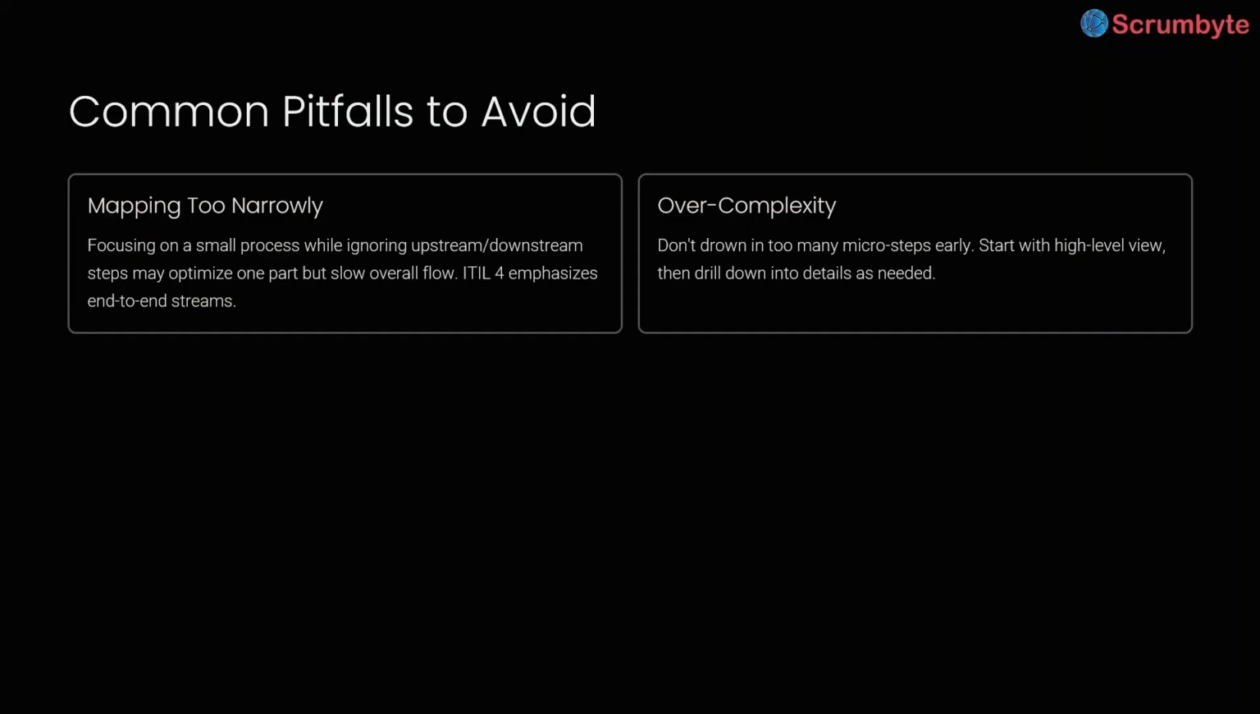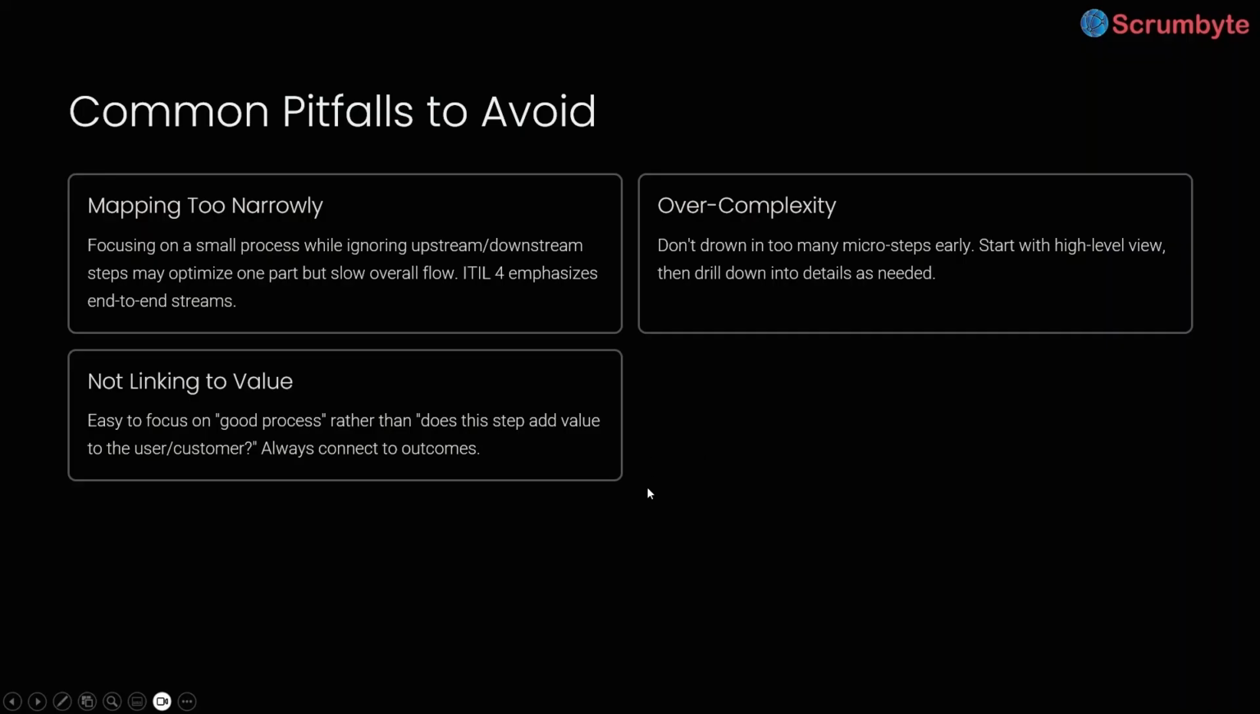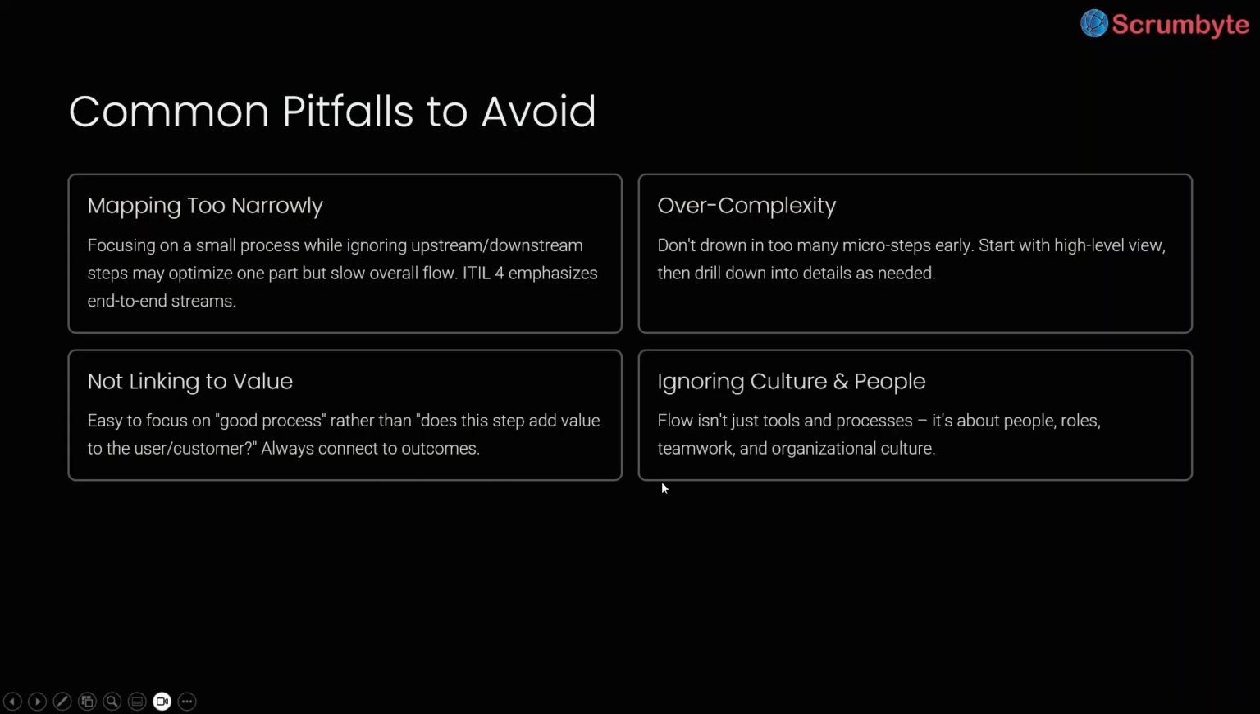Don't try to go for too much complexity. Don't be so particular that you are going down to every single micro step. Start with a high level view and then you can drill down to details. One of the common things is that you may do something which is a beautiful process but it has no value. So make sure that everything has an ultimate goal of showing a value. That is the most important thing. So always connect to outcomes.